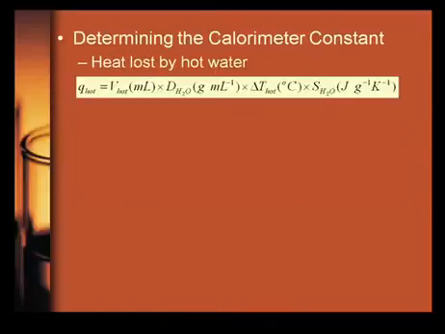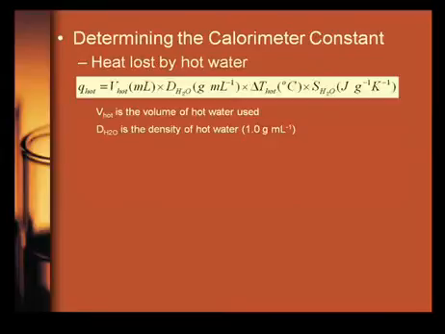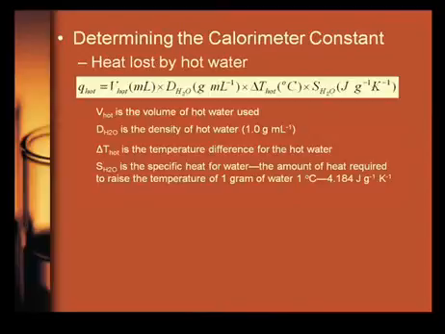Now, what do these variables mean? V hot is the volume of hot water used. D of H2O is the density of water, or 1.0 grams per milliliter. Delta T hot is the temperature difference for the hot water. And S of H2O is the specific heat for water, and that is the amount of heat required to raise the temperature of 1 gram of water 1 degree Celsius. And for water, this constant is 4.184 joules per gram per Kelvin.